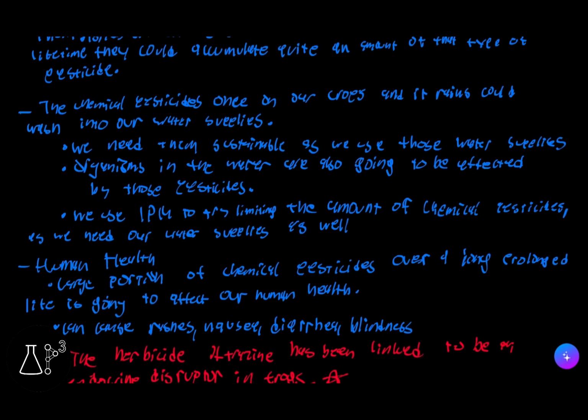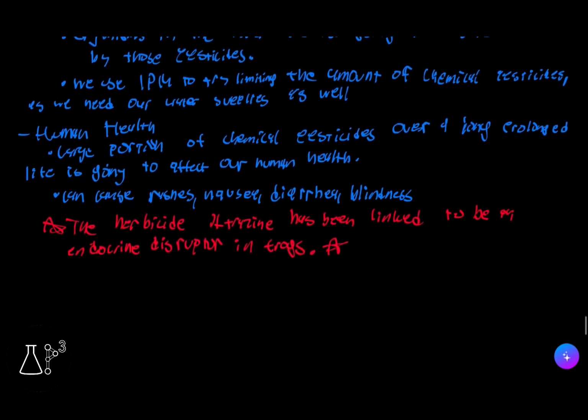And the last thing we're going to talk about in this topic is human health. Exposure to a large amount of chemical pesticides over a prolonged time is going to affect human life. It can cause rashes, nausea, diarrhea, and blindness. And the herbicide atrazine has a link to being an endocrine disruptor in frogs.